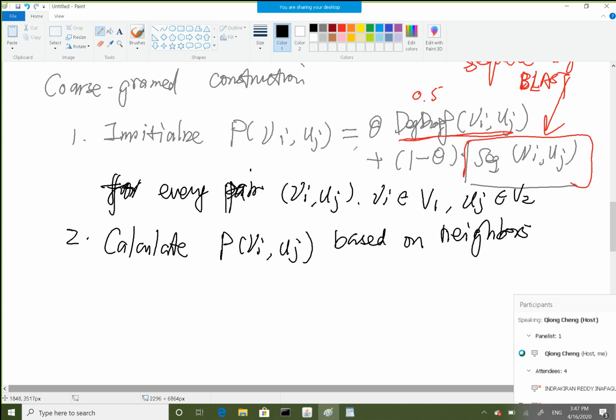And step 2 corresponds to lines, let me write it down. This one corresponds to lines 4 to 6, and this one corresponds to lines 7 to 14 in the algorithm. They need to calculate the P of VI and UJ, right? And how do you calculate that?